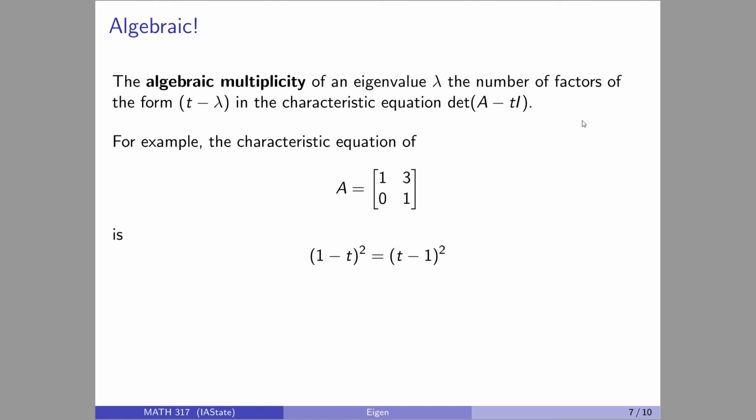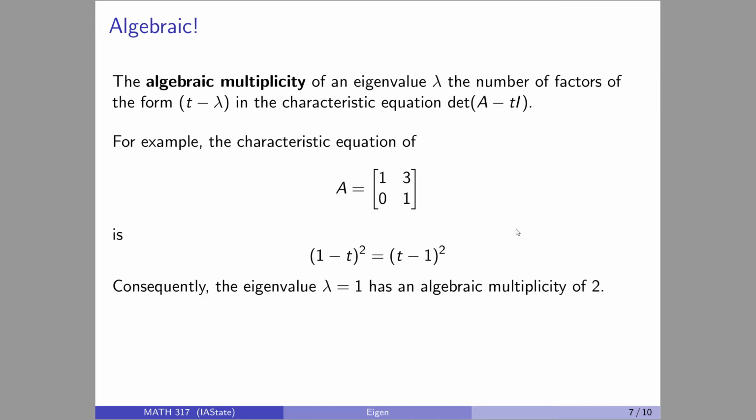1301. Its characteristic equation is super easy to see because you just set it up. You're doing the determinant of 1 minus t, 3, 0, 1 minus t. So it's (1 minus t) squared. And note, we can rewrite that as (t minus 1) squared, because squaring doesn't care about the minus sign. So here we see factors of the form t minus 1 actually appear twice. So this is an algebraic multiplicity of 2, even though it had a geometric multiplicity of 1.